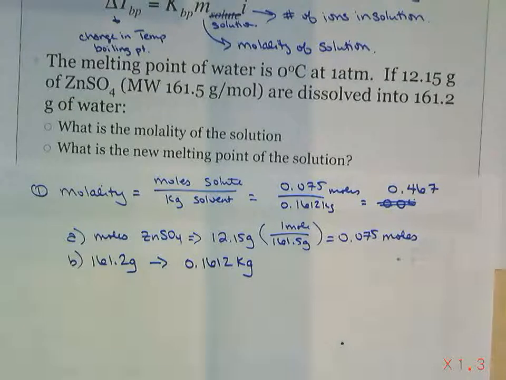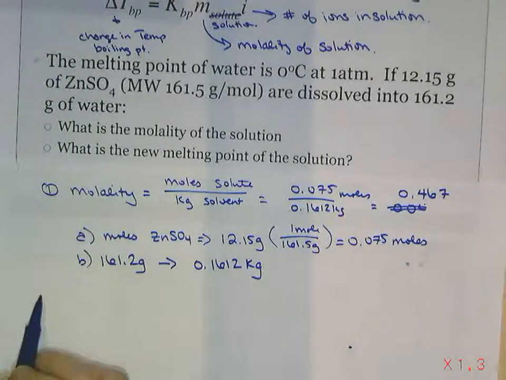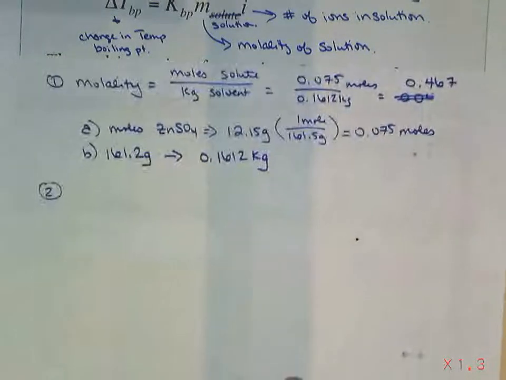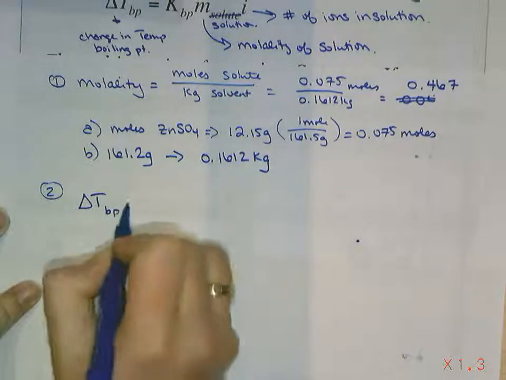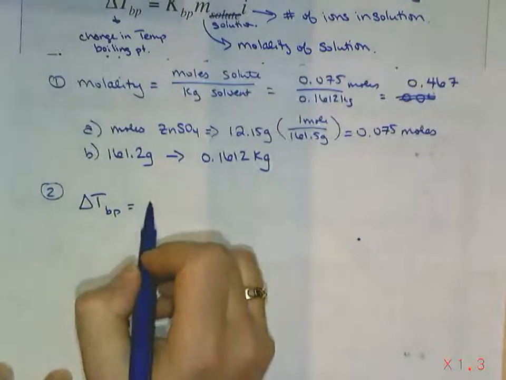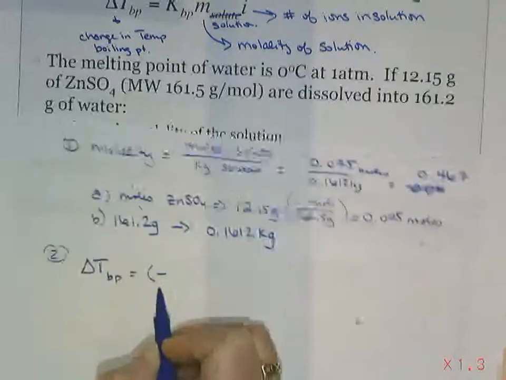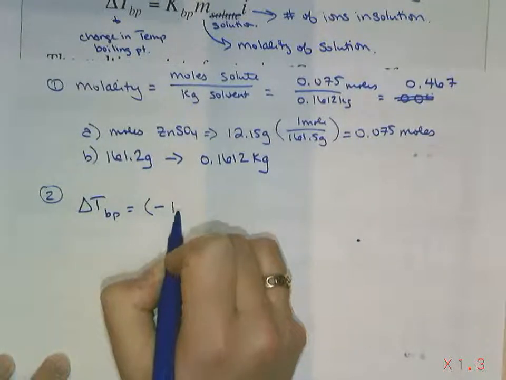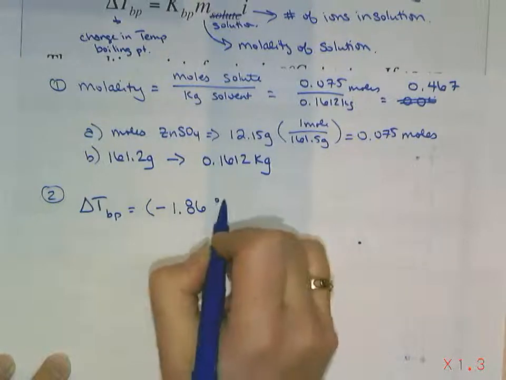I haven't messed up so far. So far, so good. Okay. So now we're ready to plug this into our new equation to figure out the new melting point. So, the K will be given to you in the table, and it happens to be for zinc sulfate. The K is negative 1.86 degrees Celsius per molality.